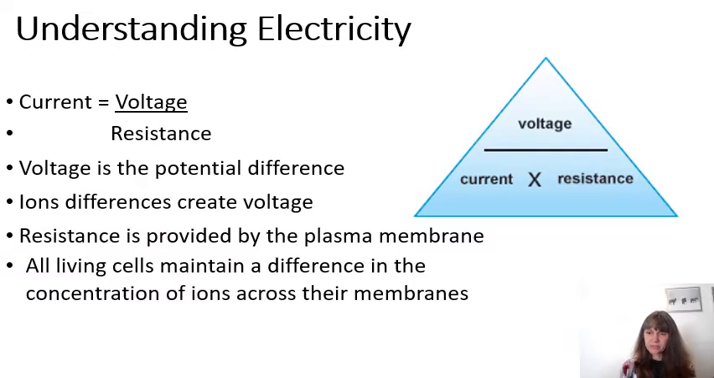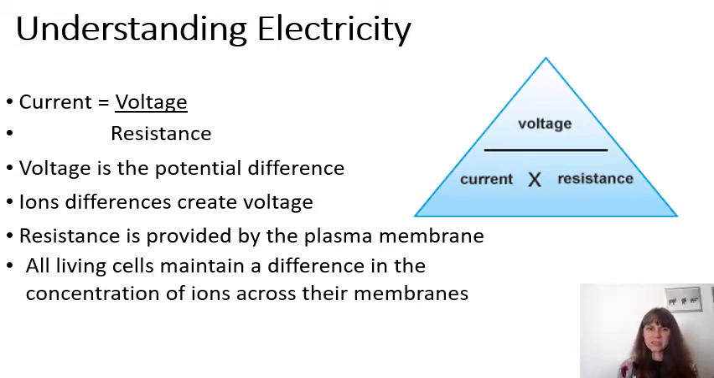We know that there are different concentrations of ions in the extracellular fluid outside the plasma membrane of the cell and in the intracellular fluid in the cytosol of the cell. Because ions are charged atoms, these ions create a voltage due to the difference in the concentration of them.